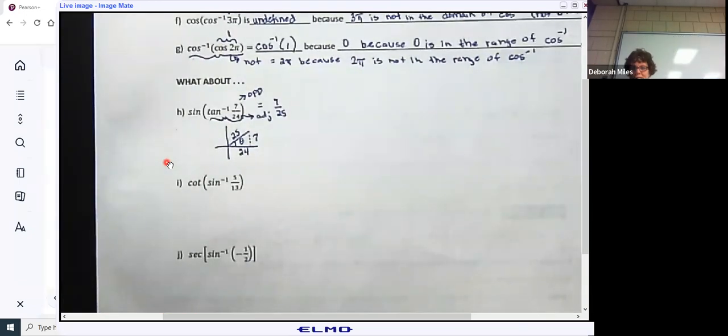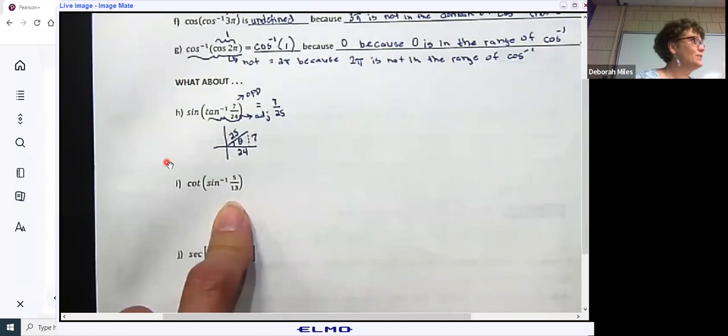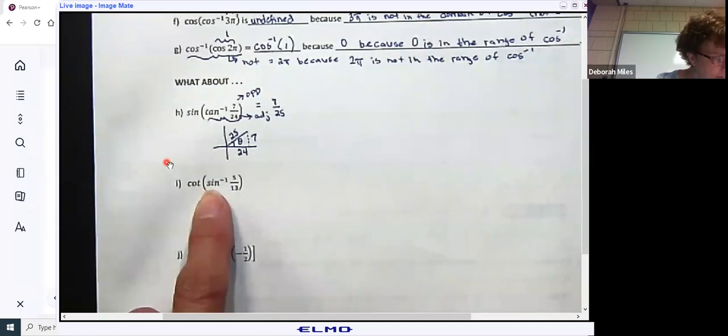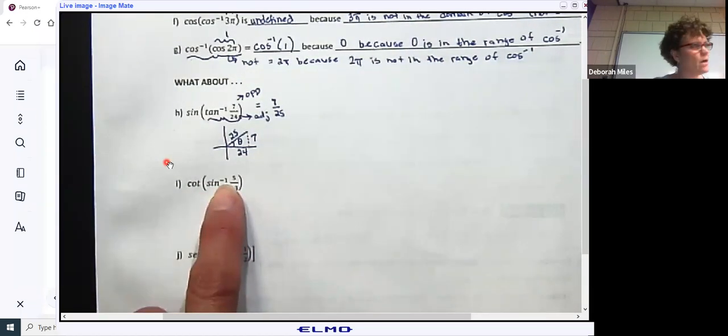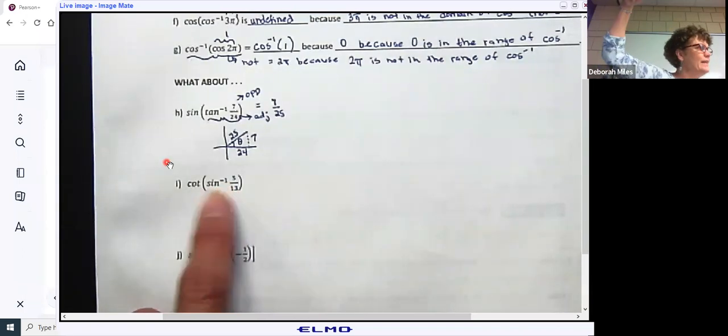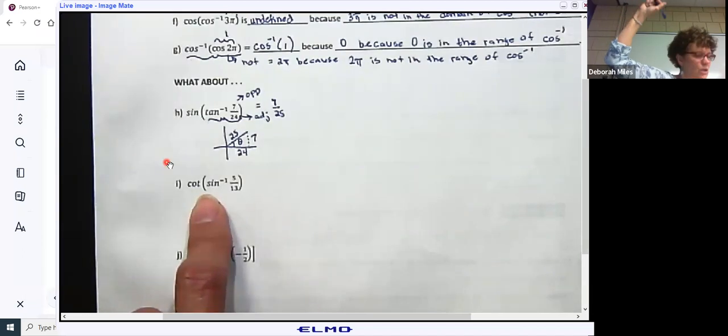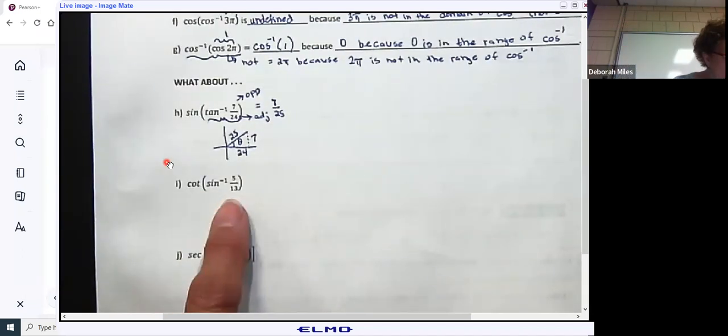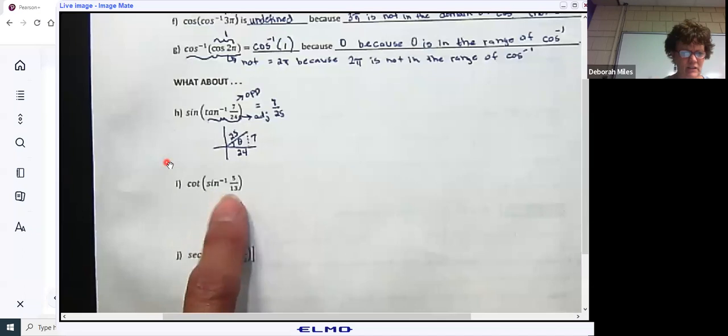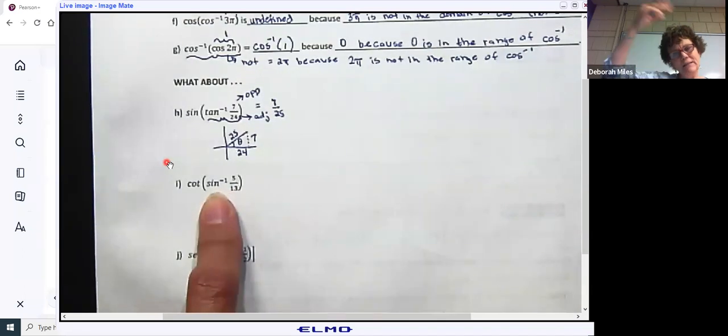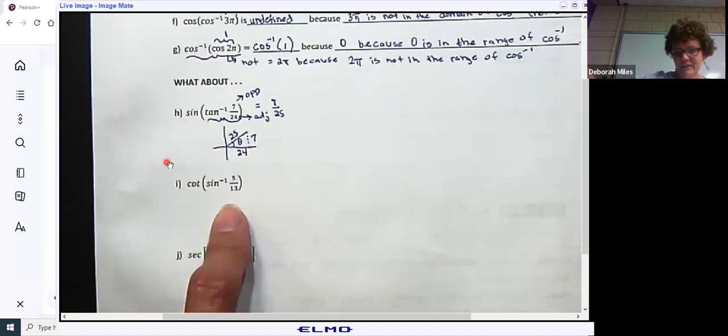I part is cotangent of inverse sine of 5/13. It looks like there's negatives there, but I think that -1 is just inverse sine. Can I say those undo each other and leave me 5/13? No way cotangent and inverse sine are going to undo each other.